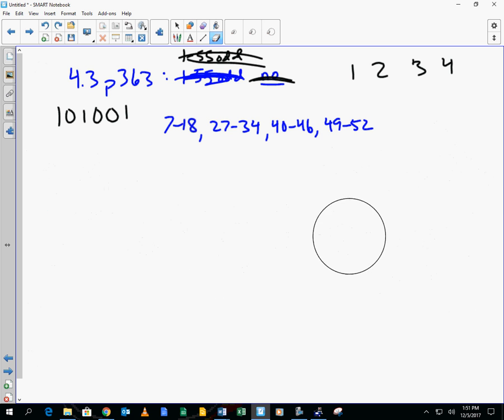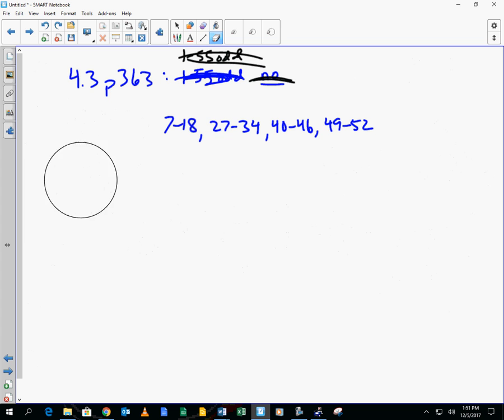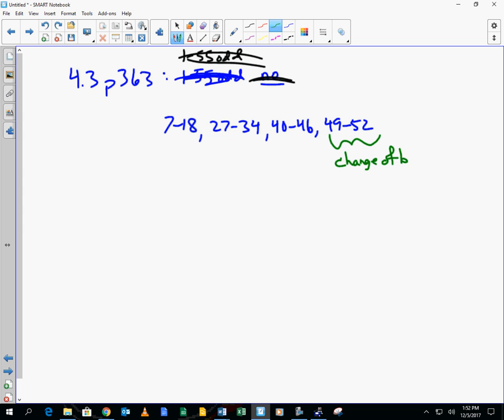Last year I gave 1 through 55 the odd. I'm not doing that this year. I've switched it to focus the problems. Do 7 through 18, 27 through 34, 40 through 46, and 49 through 52. Understand that some of these are just simply change of base. They should take you about a minute and a half, total. So some of these should be pretty short.